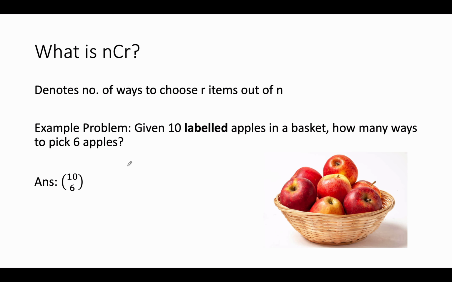I'll give a quick example problem. Given 10 labeled apples in the basket, how many ways are there to pick 6 apples? What differentiates a set of 6 apples from another set of 6 apples is the fact that all the 10 apples have a label on them from 1 to 10. And the answer to this question is simply 10 choose 6, because there are 10C6 ways to choose 6 apples from 10 apples in the basket. It's pretty straightforward, pretty intuitive.